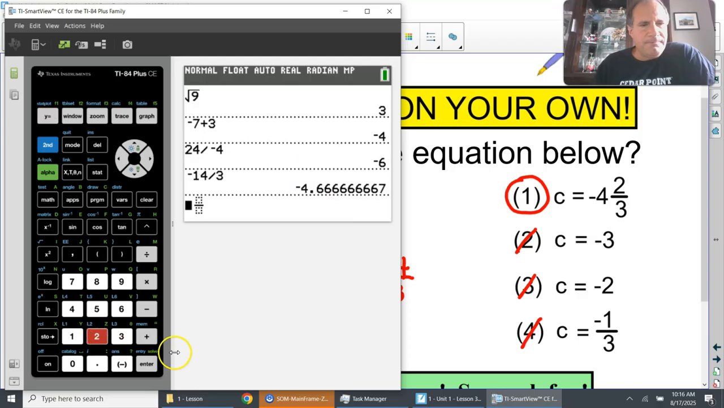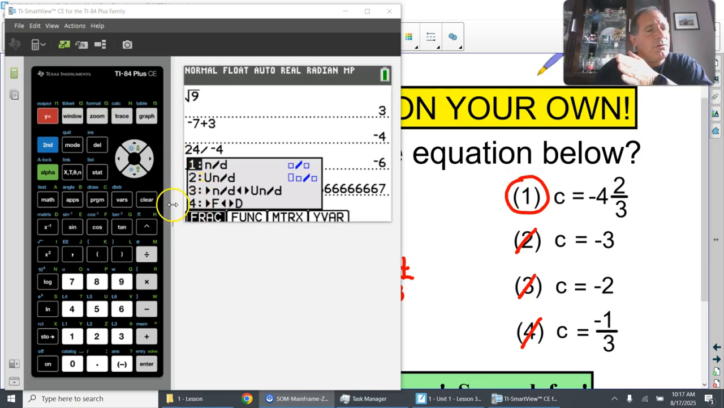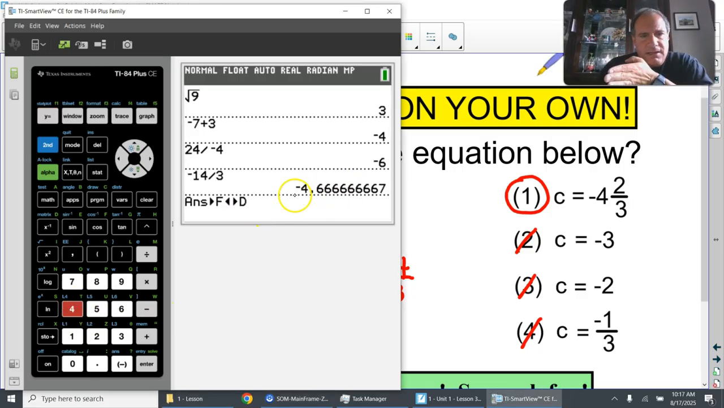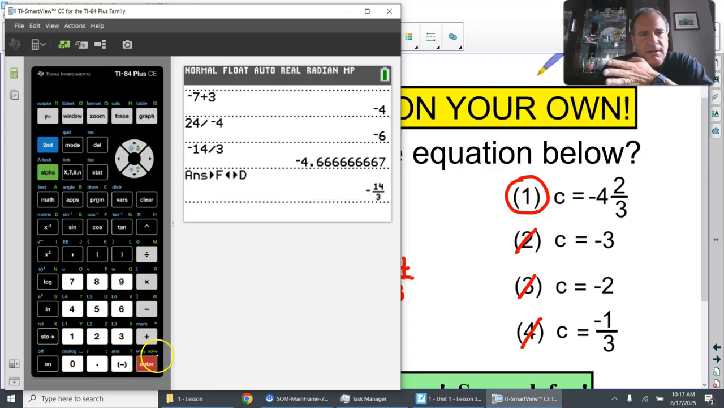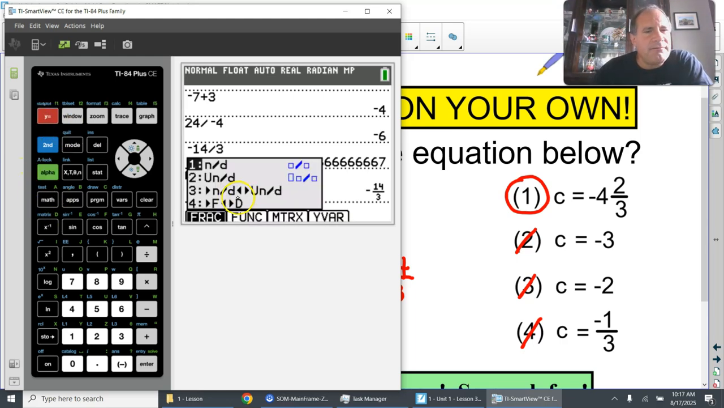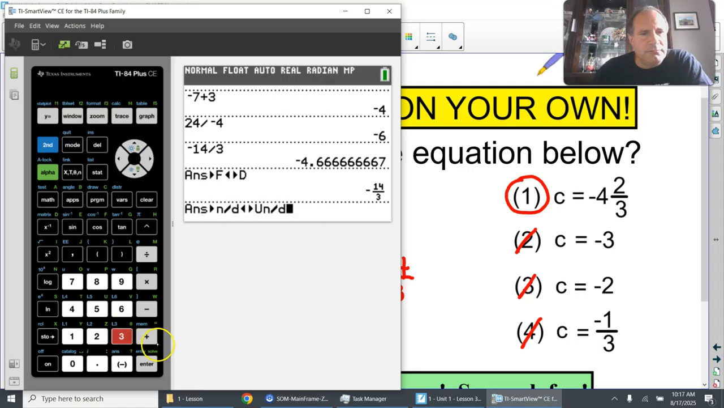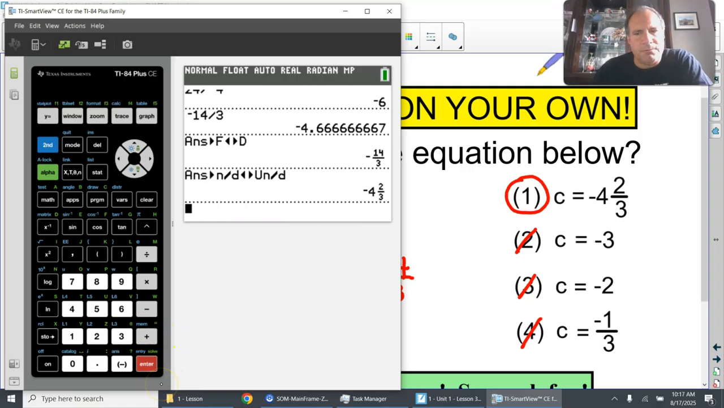So I press 2. And I'm not going to press 2. I'm going to press 4 because I want to get it to a fraction and see if that works. All right. So it's going to take my answer and move it to a fraction. Now, still, it's not there. It's negative 14 over 3. That's basically what I had. Now let's see if I can have this go from a fraction to a mixed number. All right, so 3. And boom.